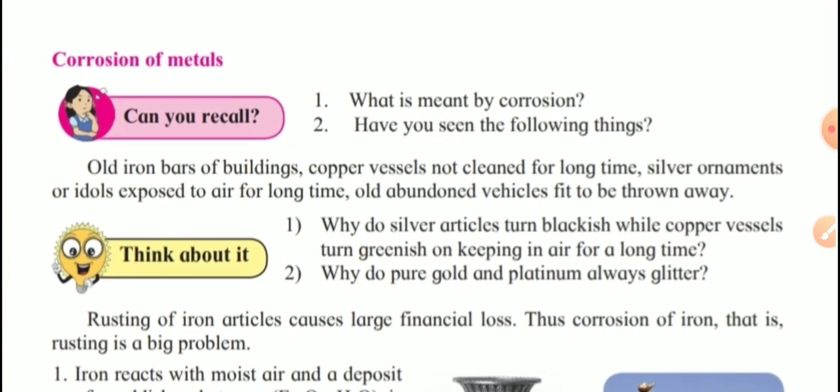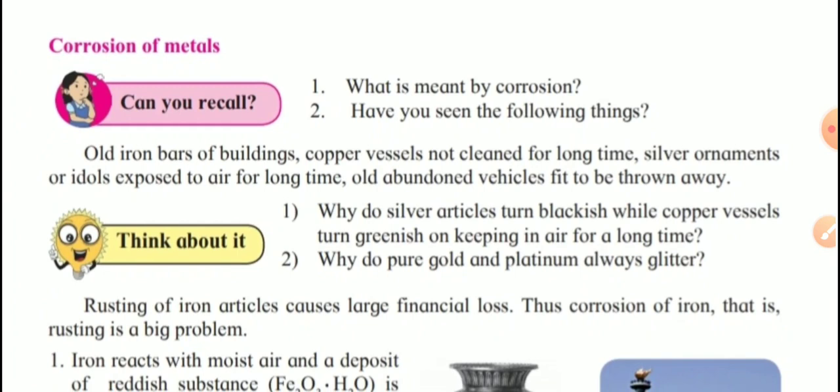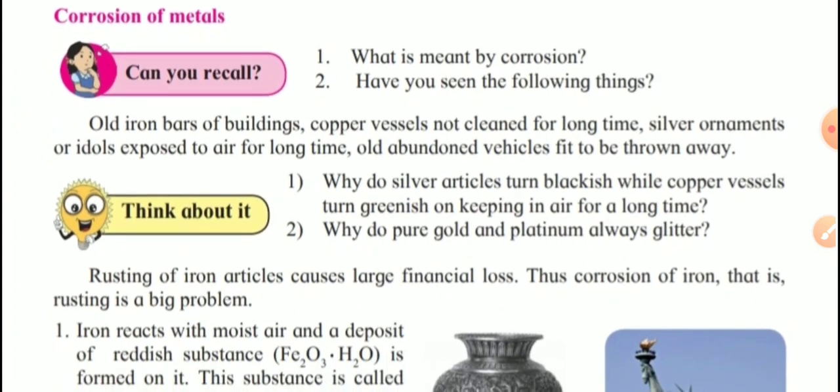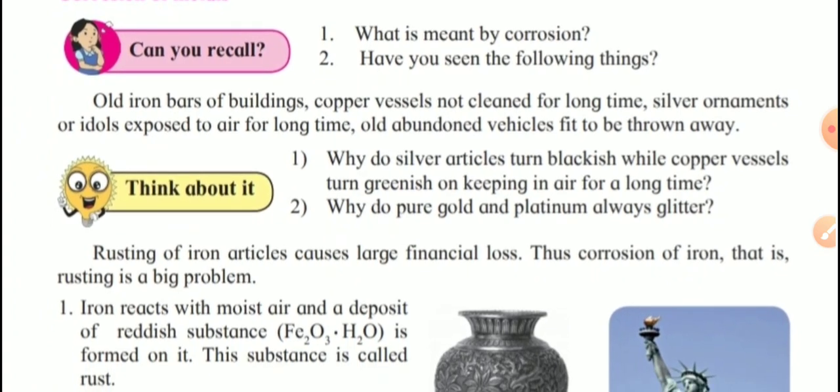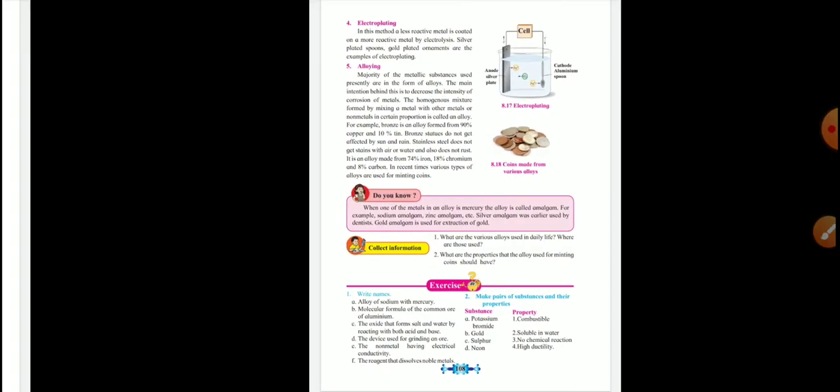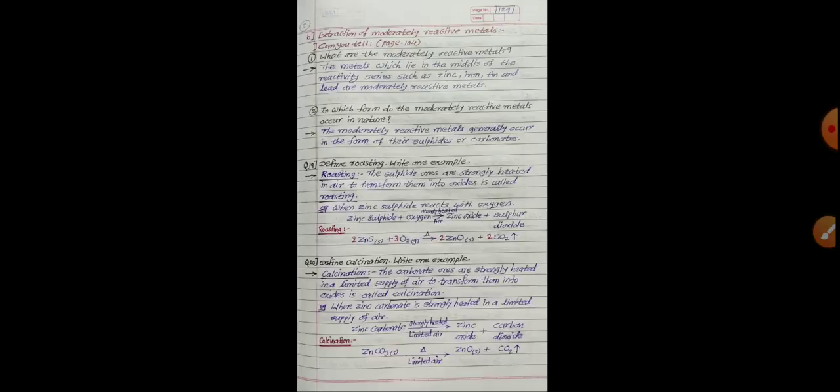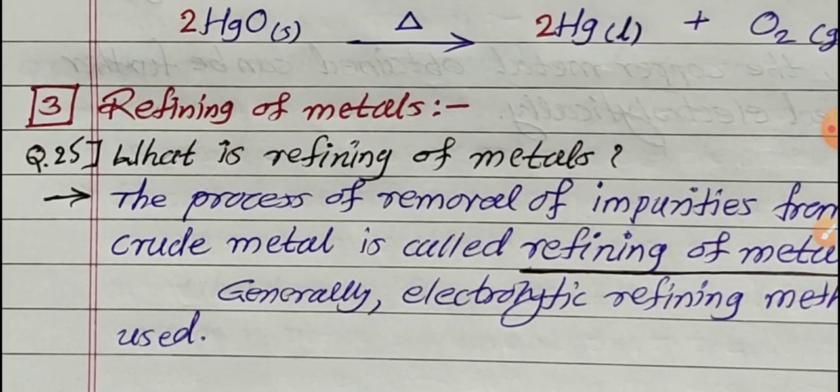Again questions are given for us. Can you recall some of the questions? What is meant by corrosion? And have you seen the following things: old iron bars of a building, copper vessels not cleaned for a long time, silver ornaments or idols exposed to air for a long time, old abandoned vehicles fit to be thrown away? First of all, we see the answers of these two questions. I think in the previous standard we learned about this process. I will show the answer on the next page.